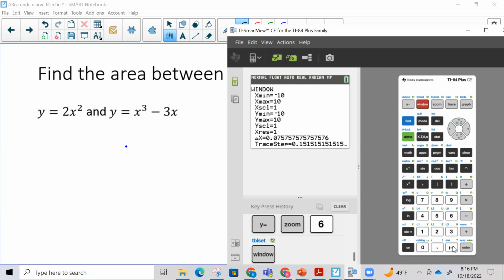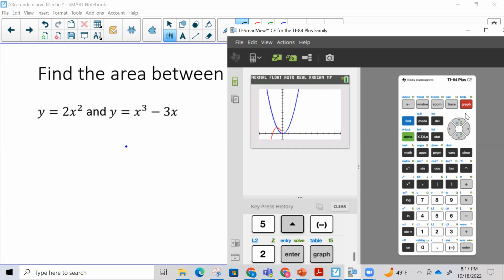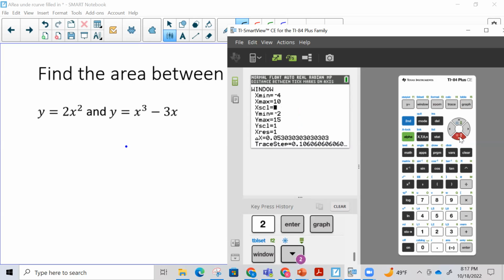So I'm going to make this, let's say, -4. I'll leave this as 10 for now because we're not sure where it intersects. And then I'm going to make my y max, let's say 15. And my y min doesn't have to be that low. So let's try -2 and graph. And this is a lot of guess and check. And it's still close, but not exactly. So again, I'm going to change my y max, let's say 25.